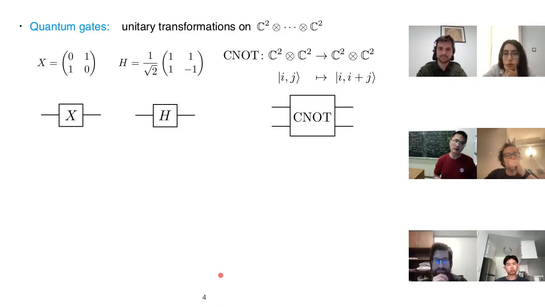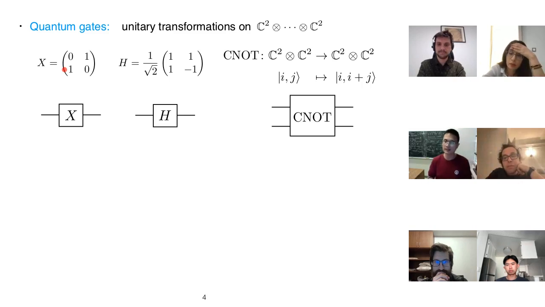Okay, now in quantum computation, the states are modified or processed by unitary transformations acting on the multiple qubit space. They are called quantum gates. For example, this X gate is a gate acting on 1 qubit, which flips the 0 and 1 states. The Hadamard gate in the middle, and also the CNOT gate, is a 2 qubit quantum gate on the basis states. It maps the basis state |i, j> to |i, i + j mod 2>.